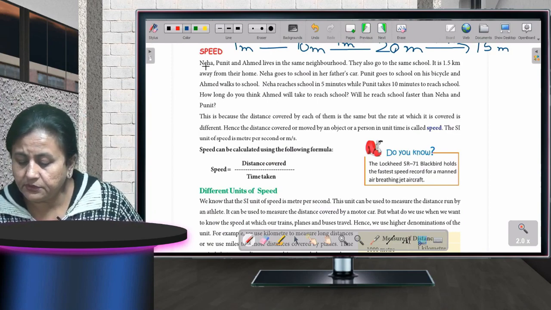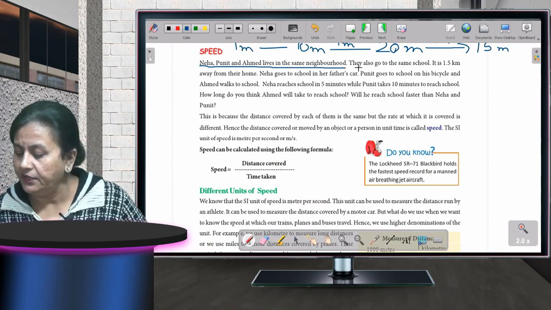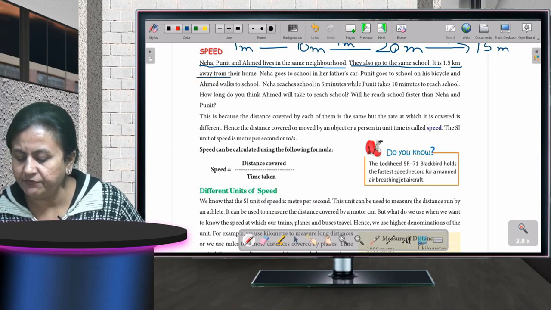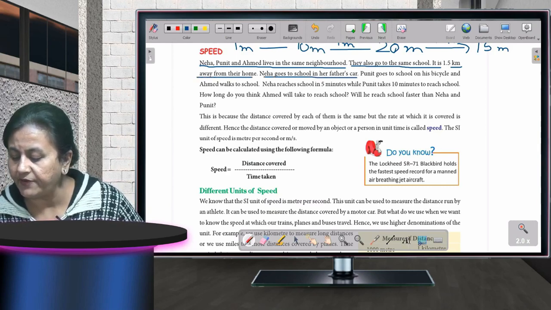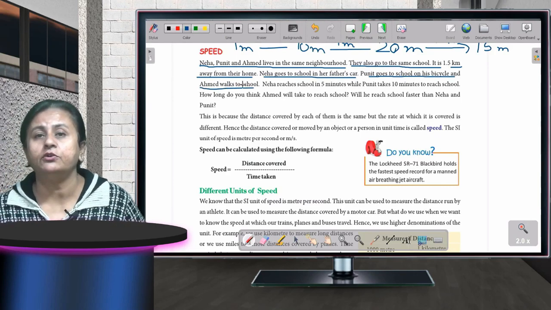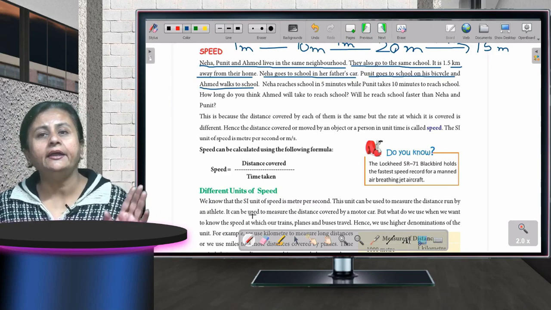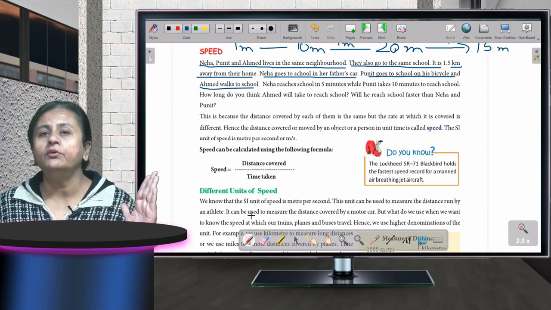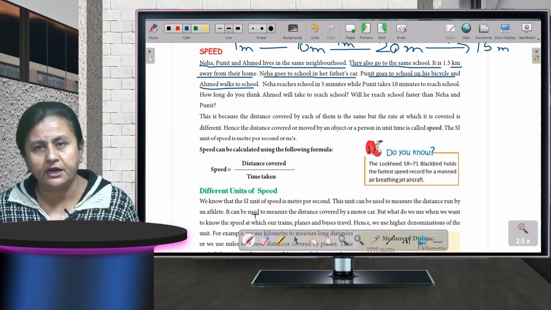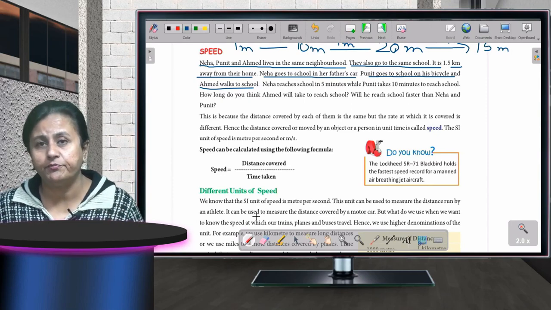Neha, Puneet and Ahmed live in the same neighborhood. They also go to the same school. It is 1.5 kilometers away from their home. Neha goes to school in her father's car. Puneet goes to school on his bicycle. And Ahmed walks to school. There are 3 children living in the same colony, and the distance from their home to the school is 1.5 kilometers. One is going by car, another by bicycle, and the third one is walking.